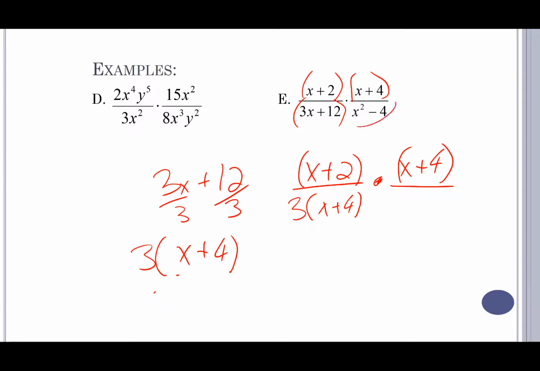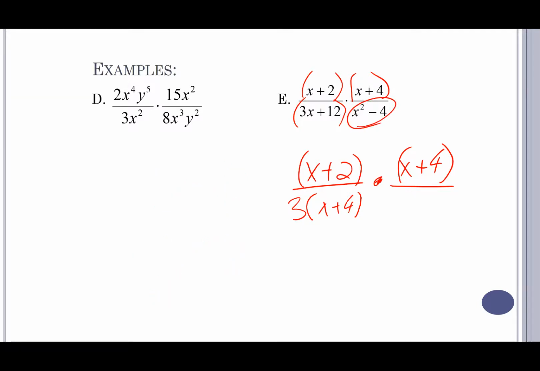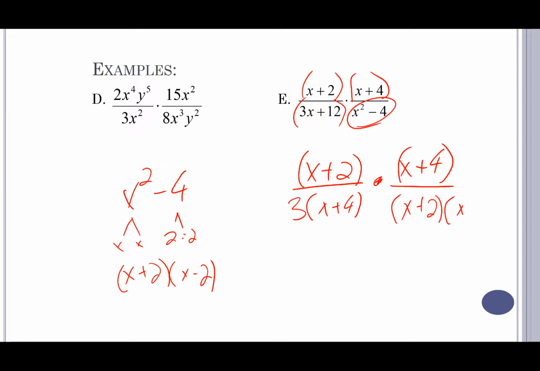The denominator, though, x squared minus 4, I can factor that because that is a difference of squares, x squared minus 4. So this is an x times an x. This is a 2 times a negative 2. So its factored form would be x plus 2 and x minus 2. So that's what I'm going to put in the denominator here for that x squared minus 4: x plus 2, x minus 2.